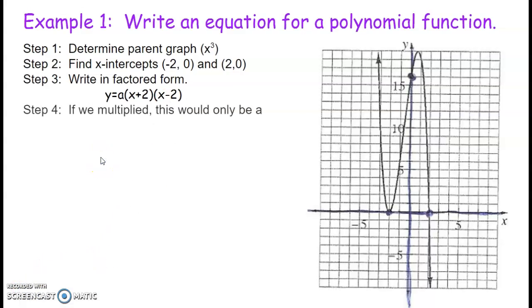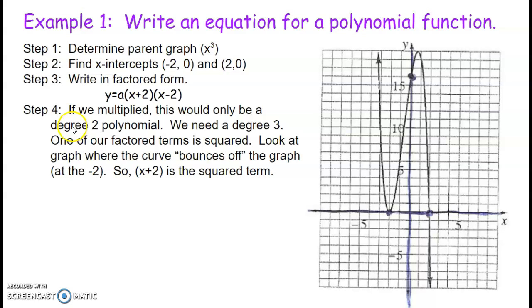Okay, so the next step is to multiply this out here just in your head and verify that it is becoming an x cubed. And in our case, if we take x times x, we get x squared, which means that it is only a degree 2 polynomial, and we need a degree 3 polynomial. So one of our terms here is squared.